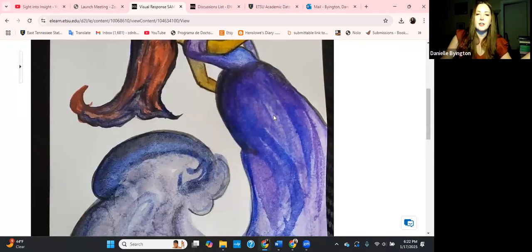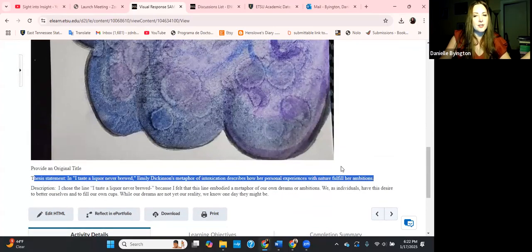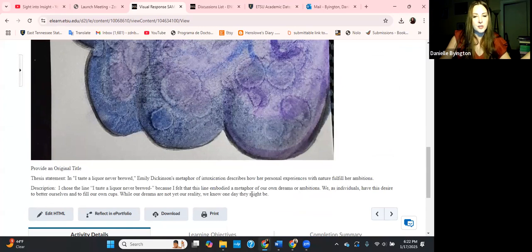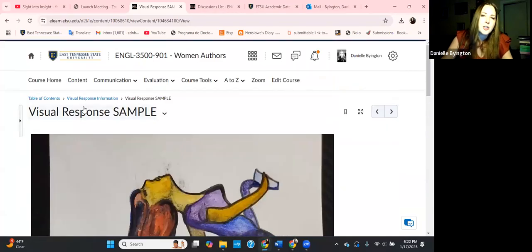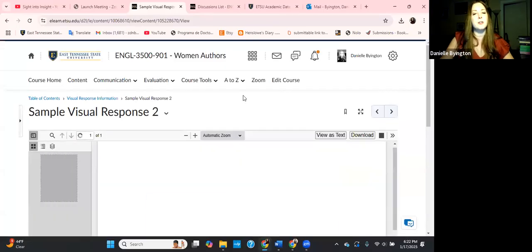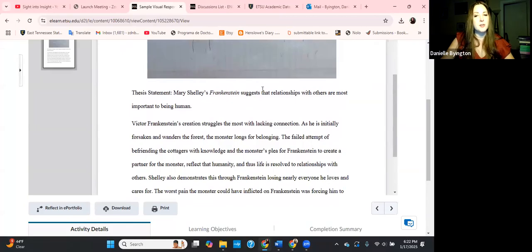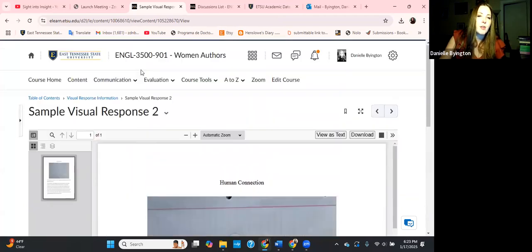This first one is really bright and colorful. And then here we have their thesis statement and a very short description about why they chose this particular scene and what their illustration, them illustrating that, represents. Okay, over here in sample 2, we have stick figures going on. We have Frankenstein in the graveyard. And this one is focusing on human relationships, so Frankenstein's monster and his troubled relationships with the human world.